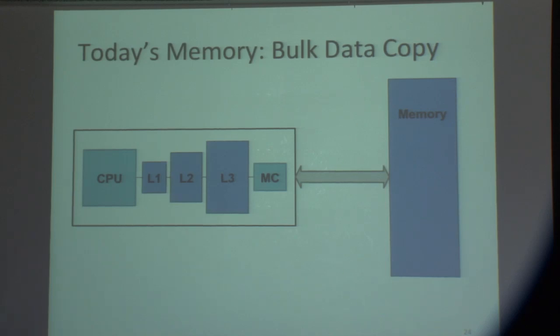So let's talk about bulk data copy, because I think going forward, systems will increasingly do more computation closer to memory. And this is one example of a simple way of enabling DRAM to do, maybe not the computation, but at least the copying or movement of the data.